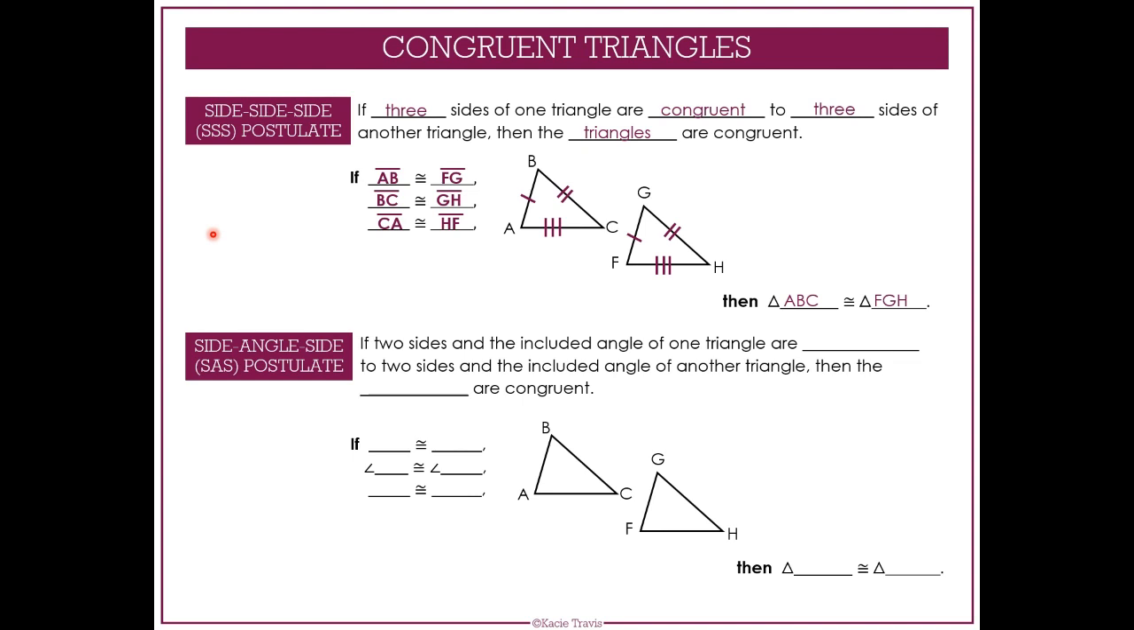All right. Next one we got is the side angle side postulate. So if two sides and the included angle of one triangle are congruent to two sides and the included angle on the other triangle, then they are congruent. So in this, if I have AB and FG, and they are congruent, and I have this angle up here, B, and this angle over here, G, if those two are congruent, if the other side that makes up those angles, aka BC and GH, are congruent, then I can say that these are going to be congruent.